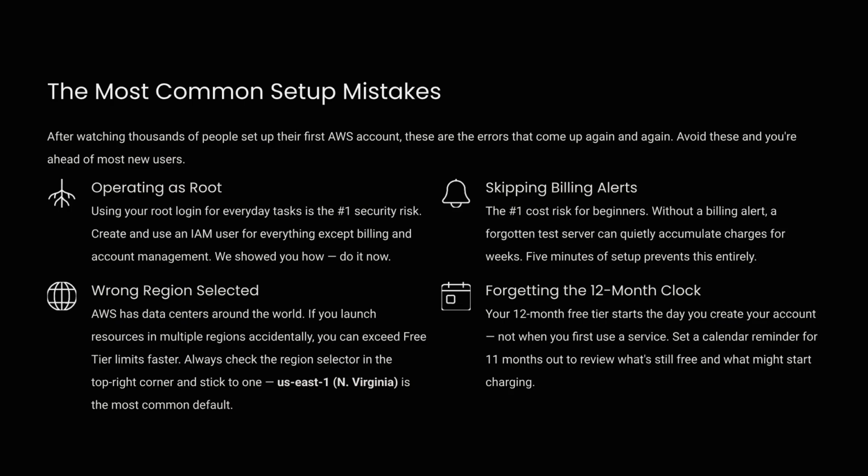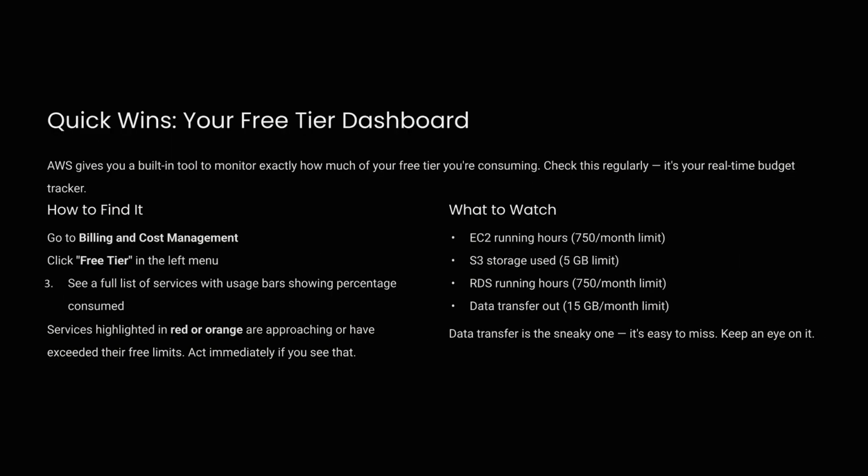Avoid the most common errors. Never operate as root. Always use your IAM user. Don't skip billing alerts. Always check the region selector to prevent exceeding free limits. And remember, your 12-month free tier clock is ticking. Utilize your free tier dashboard for monitoring usage. Find it under Billing and Cost Management, then Free Tier. Check it regularly, especially for EC2 running hours and data transfer out, to stay within limits.